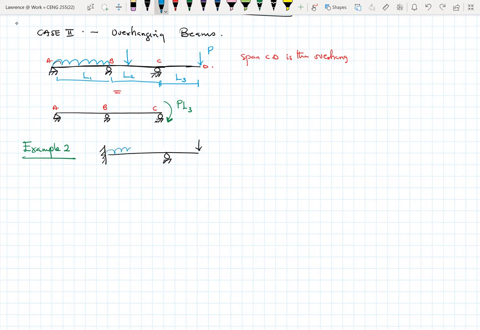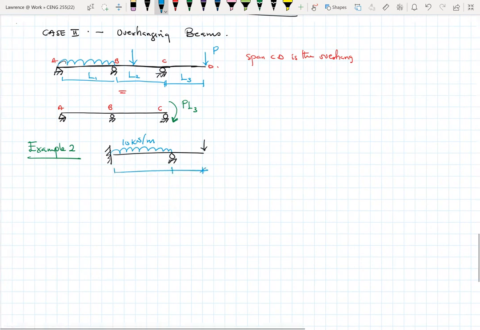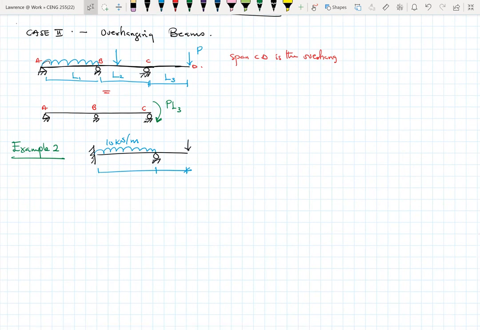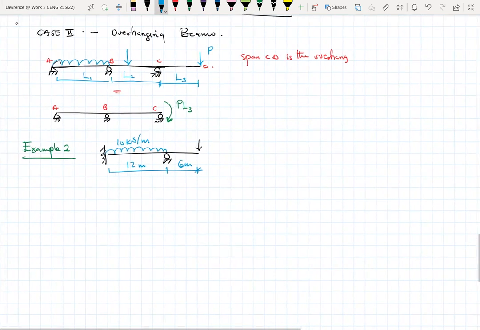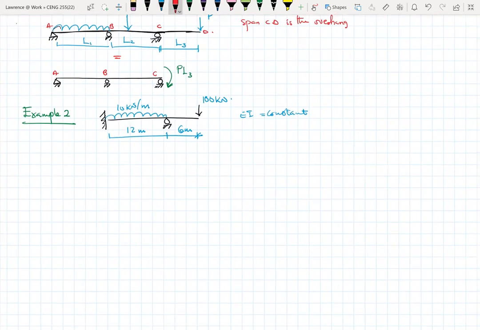Let's say it has a UDL, which is 10 kilonewtons per meter. The length here is 12 meters. Then this is 6 meters. Then we have a load of 100 kilonewtons. Let's say EI is constant. We don't need to go through a lot of calculus. So EI is constant. So this is A, B, and C.